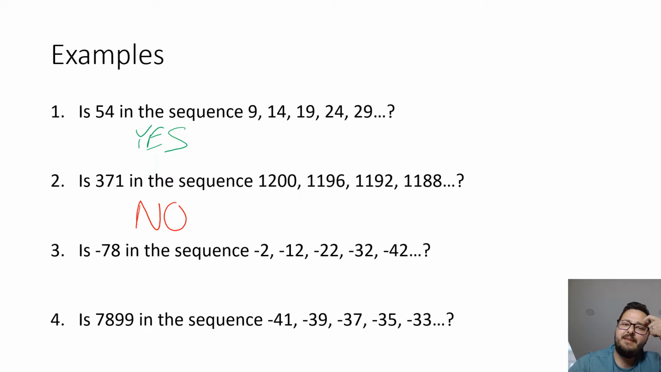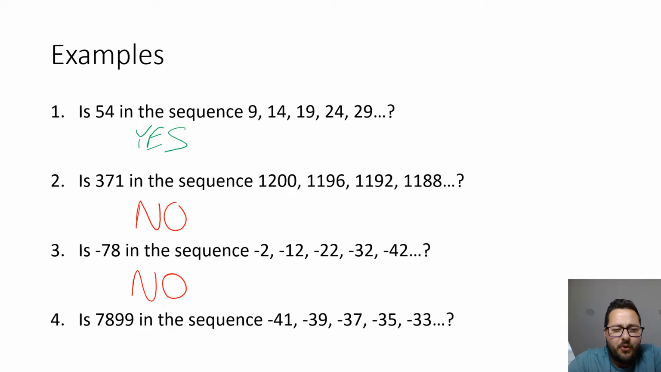Number 3: is minus 78 in the sequence minus 2, minus 12, minus 22, minus 32, minus 42? Well, again, it's no, because these are all going down in tens, so it's always going to end in a 2. So minus 78, ending in an 8, is not good for our sequence, so that is a no.